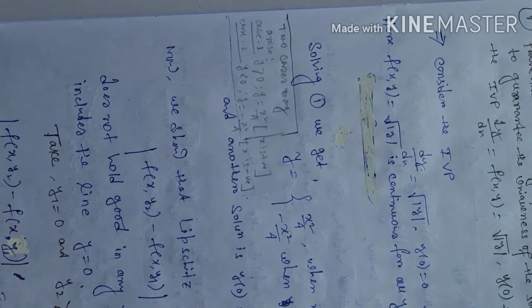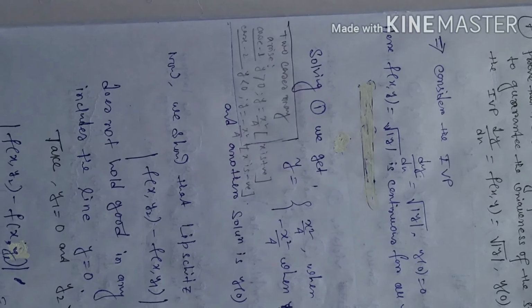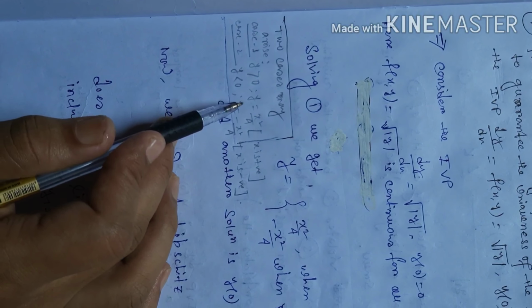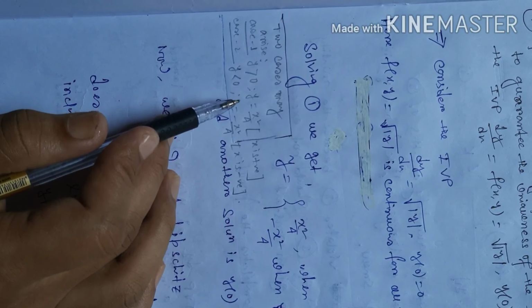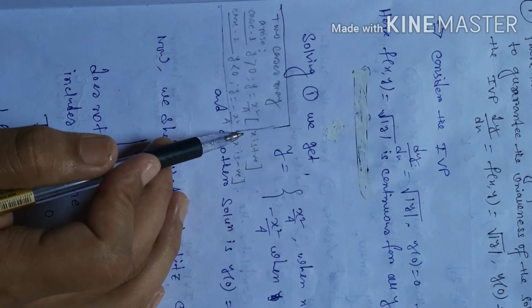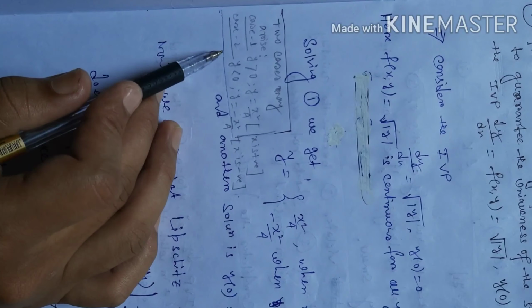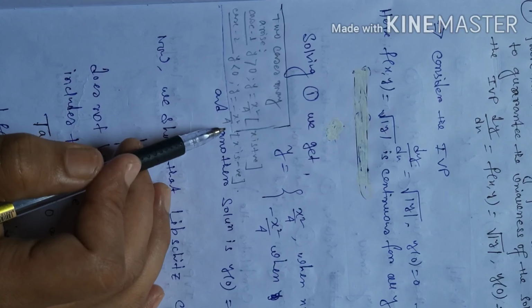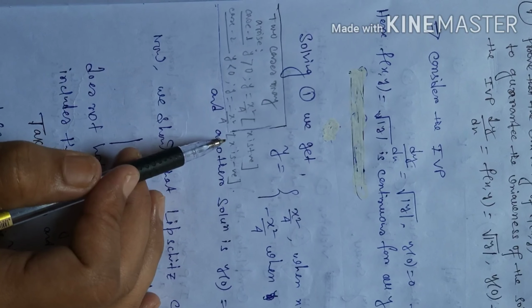And also here two cases may arise. Case 1, y greater than 0. When y is greater than 0, we get y = x²/4, and here x is positive. And case 2, y less than 0: y = -x²/4 when x is negative.